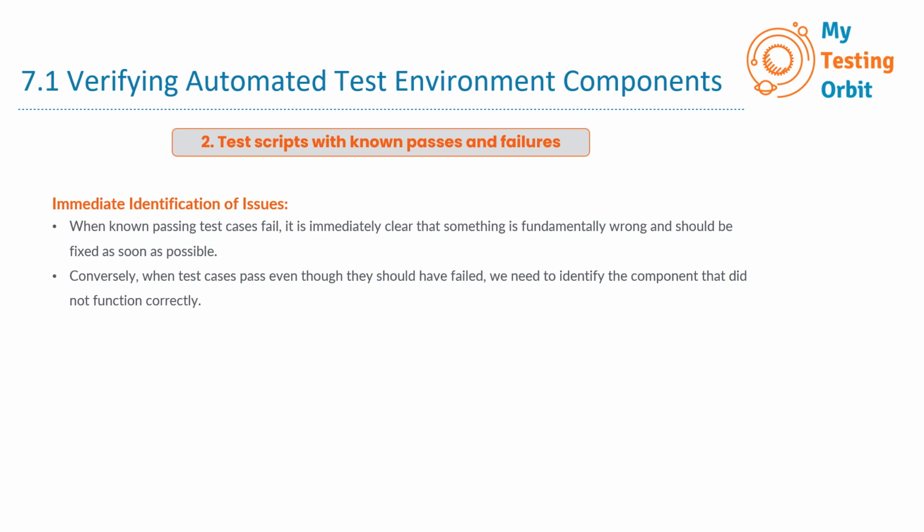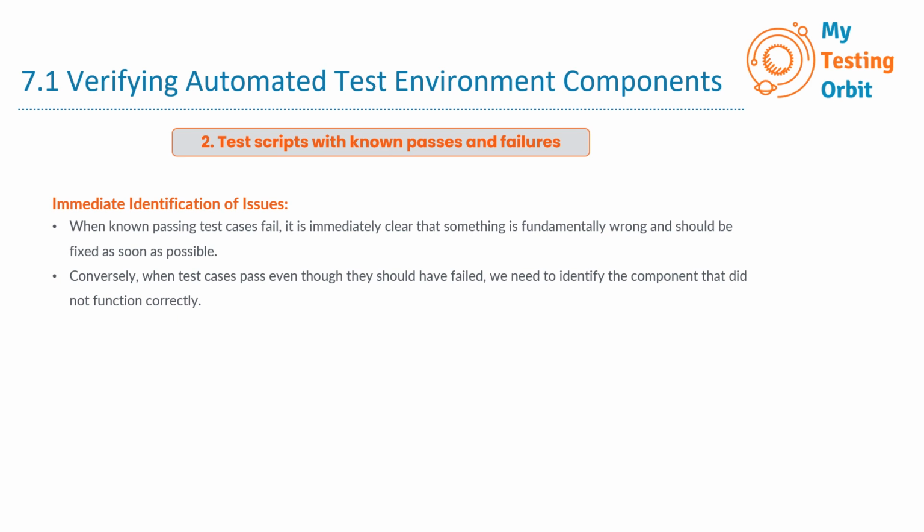Conversely, when test cases pass even though they should have failed, we need to identify the component that did not function correctly. Now picture this, let's say that you were expecting a vending machine to give you a can of soda when you put in the right coins, but instead it gives you a bag of chips, and that's not what you were expecting. So in this case, we would need to check which part of the vending machine went wrong.